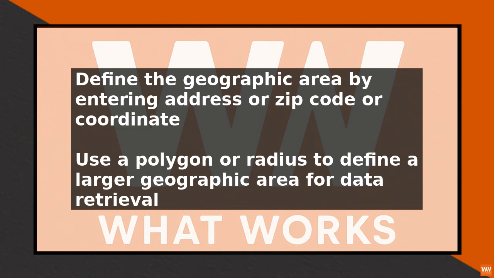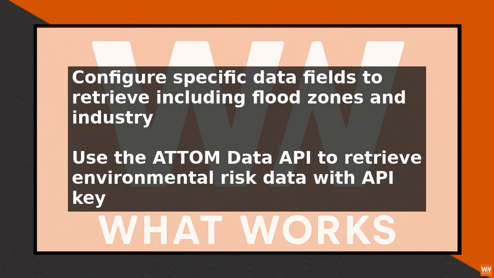Best practices for configuring ATTOM Data environmental risk data include using a secure connection to protect your API key, caching data to reduce the number of API requests, and handling errors and exceptions properly. It is also important to regularly update your data to ensure you have the most current information.